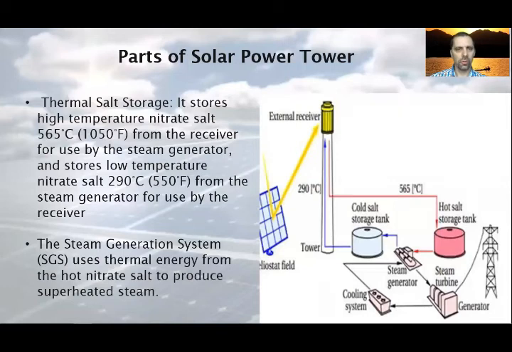Thermal salt storage. One tank stores high temperature nitrate salt, 565 degrees Celsius, from the receiver for use by the steam generator, and the other one stores low temperature nitrate salt at 290 degrees Celsius from the steam generator for use by the receiver. The steam generation system uses thermal energy from the hot nitrate salt to produce superheated steam.